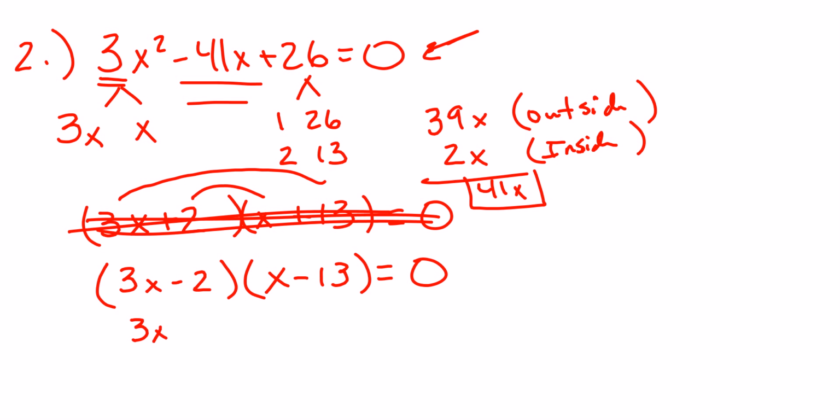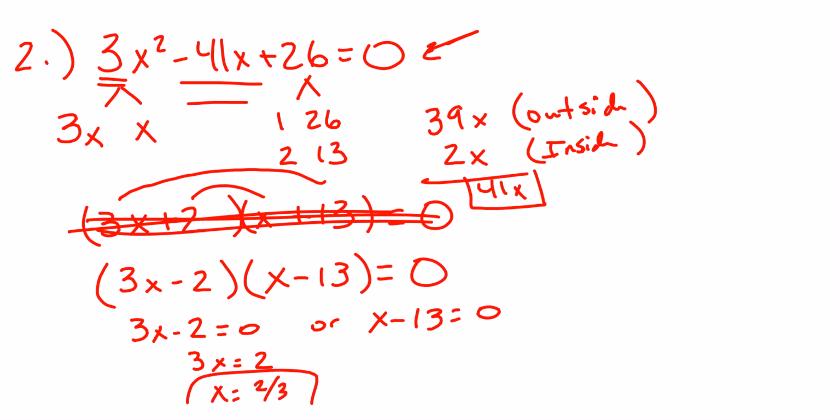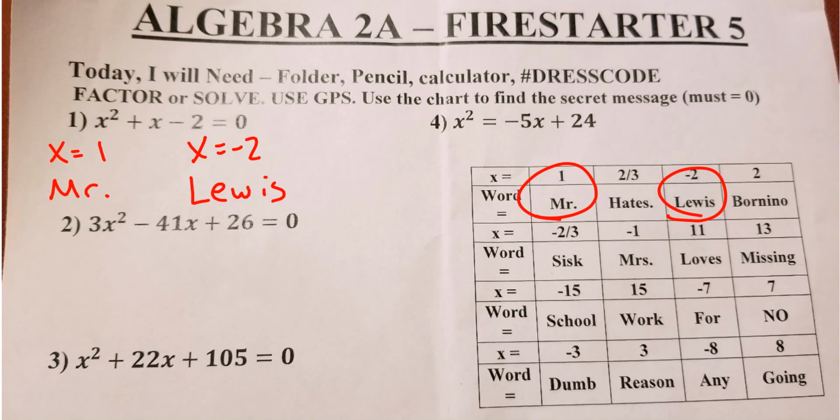Now remember, you're going to solve it. So you're going to say 3x minus 2 equals 0. Or it could be x minus 13 equals 0. I'm going to add 2 to get 3x equals 2. So I add 2 to both sides. I'm getting x by itself. Divide by 3. X equals 2/3. This one's really easy. Just add 13 to both sides. X equals 13. So I'm looking for 2/3 and 13. So I found 2/3 is hates. And 13 is missing.